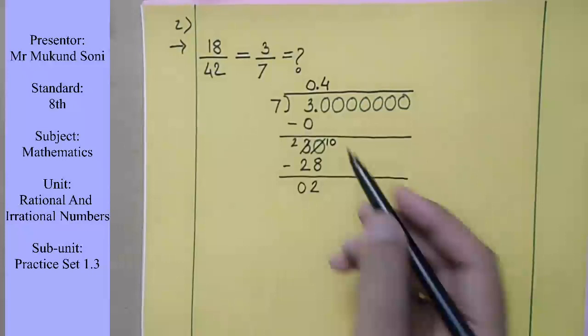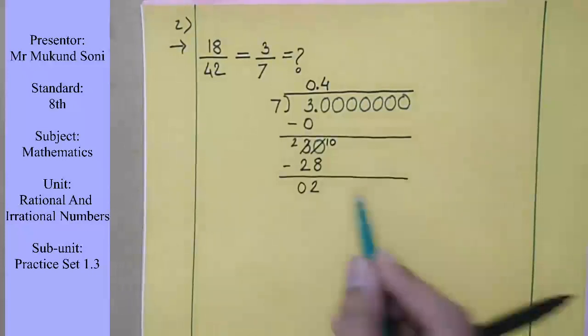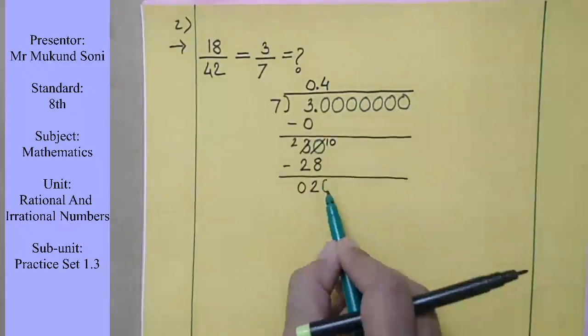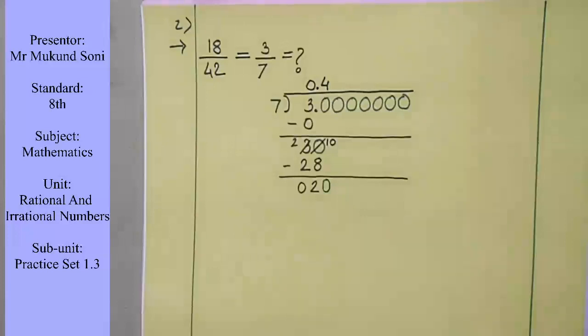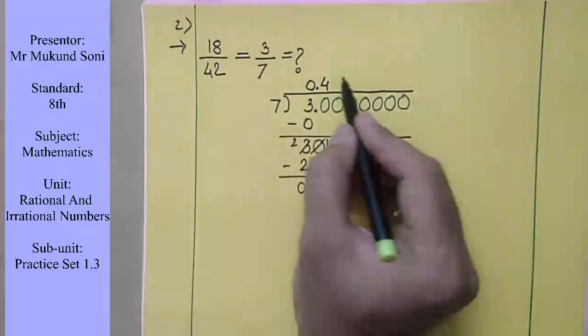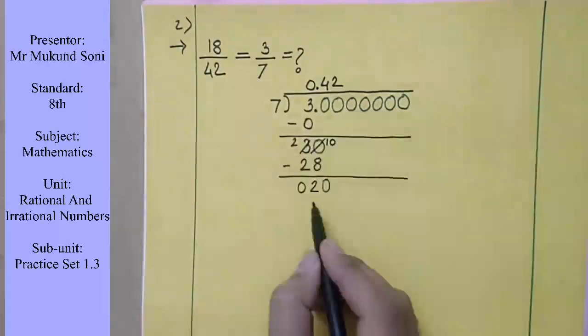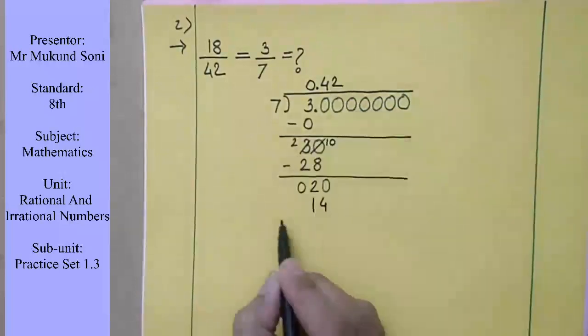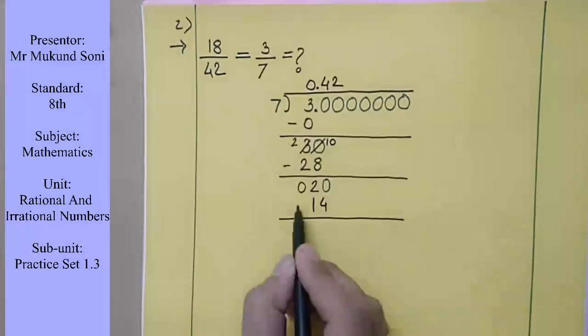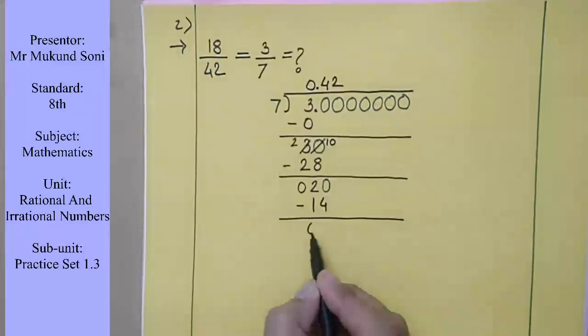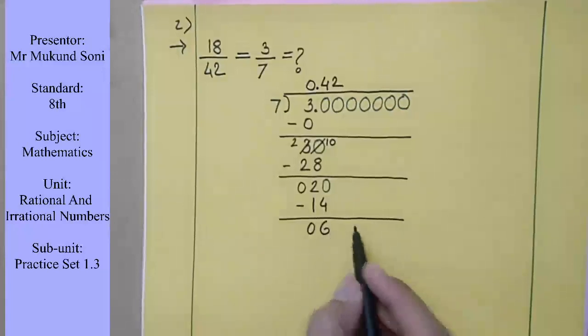Now take the next 0 down. By having the next 0 down, 2 with a 0 will be read as 20. Now any number less than 20 in the table of 7, that is 2 7s are 14. Now again perform the subtraction with borrow and your answer will be 6.